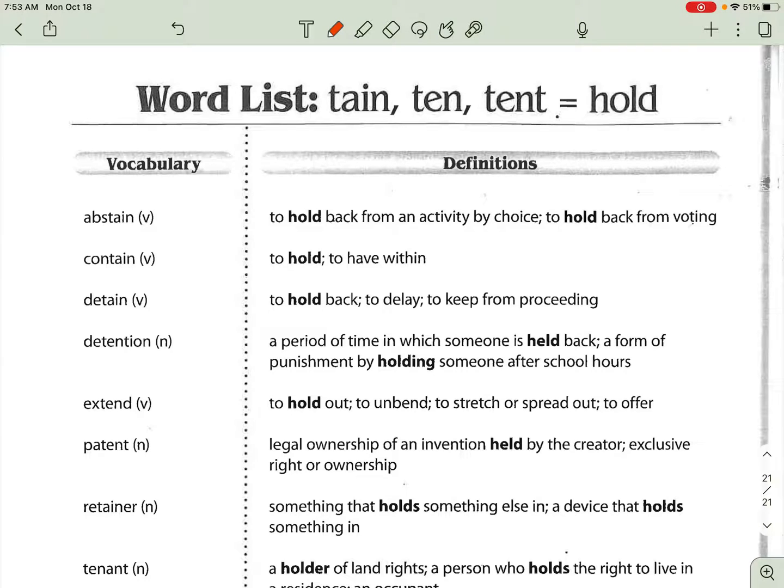Alrighty guys, here's this week's list preview for us. We've got TAIN, tent, which all mean to hold, alright?